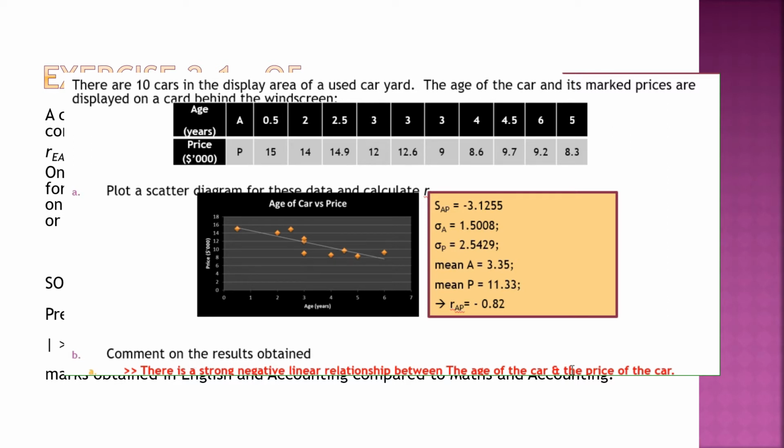Alright, there is a strong positive between what and what. Now, if they ask you for significance, then it is older cars are cheaper compared to newer cars. Why? Because you can see it's a negative, right? A negative relationship shows as the age increases, the price decreases. And I think by now you should know what that means, right? The older the car, the cheaper it should be.